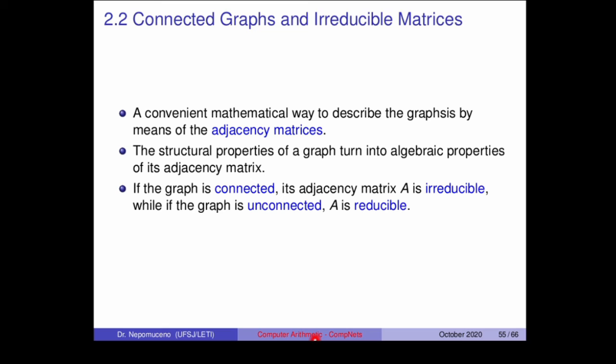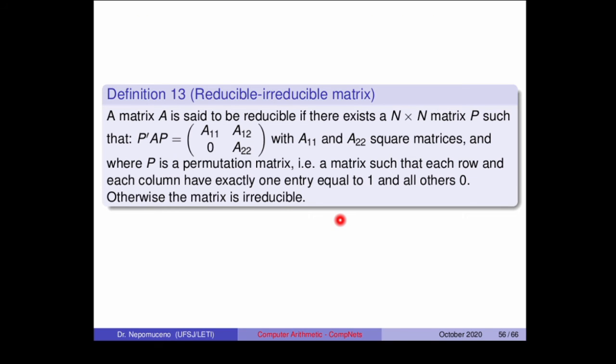Connected graphs and irreducible matrices. A convenient mathematical way to describe graphs is by means of the adjacency matrix. The structural properties of a graph turn into algebraic properties of its adjacency matrix. If the graph is connected, its adjacency matrix A is irreducible, while if the graph is unconnected, A is reducible. So, for example, reducible and irreducible matrix.